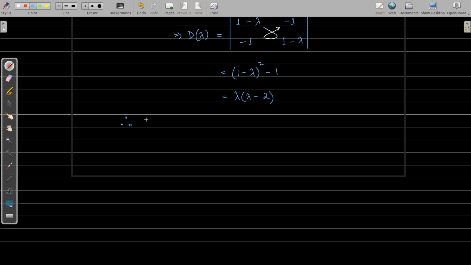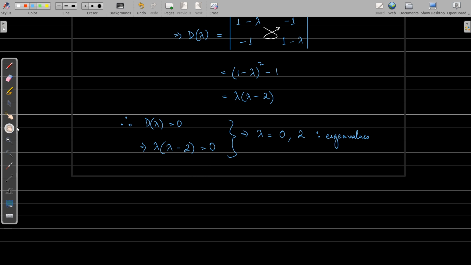So therefore the determinant equals 0 implies lambda into lambda minus 2 is equal to 0, which implies that lambda is equal to either 0 or 2. So these are the two possibilities. These are your eigenvalues.